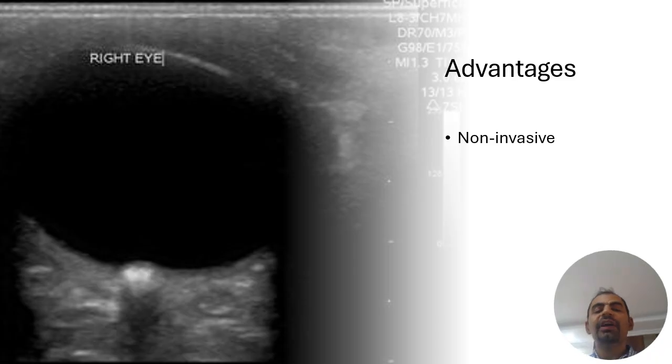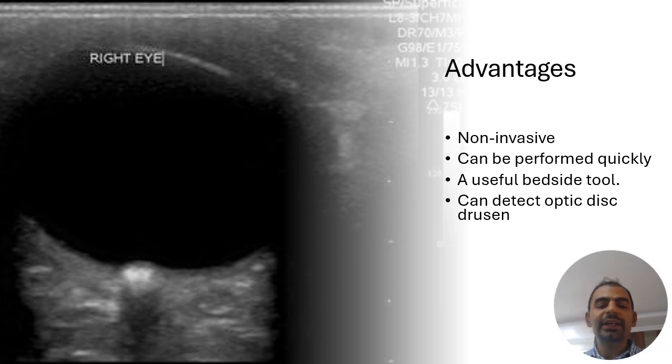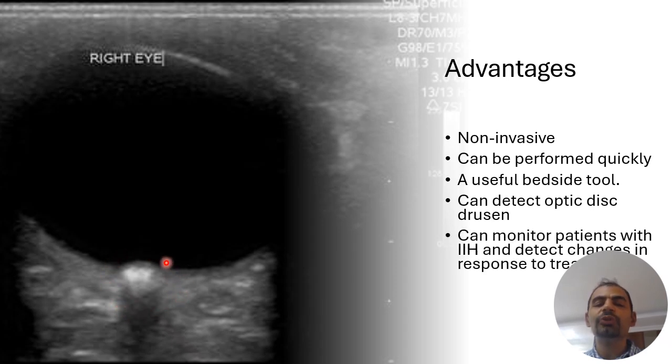The advantages of ultrasound include that it's a non-invasive technique, so there is nothing going inside the eyes. It can be performed quickly, so when the patient is visiting the clinic, you can do the ultrasound. It's a useful bedside tool if the patient is an inpatient or in the ICU. It can detect optic nerve head drusen, which is an important item to differentiate from papilledema. It's one of the causes of pseudopapilledema, and it appears as a hyperechogenic structure at the optic nerve head. This is not papilledema.